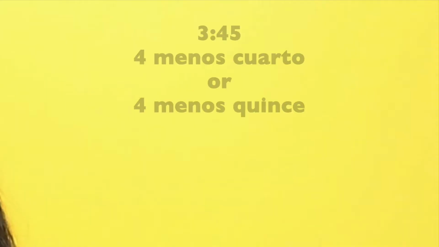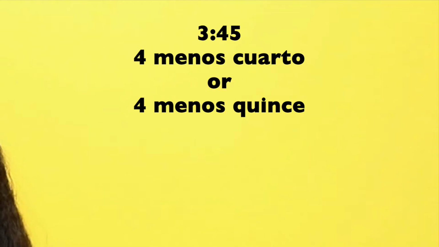Okay, you also have another way to, now this is the part people don't really like. I don't like telling time like this, but this is the correct way to do it. So if you want to say 3:45, this is where it gets a little tricky. You're going to subtract from the next number. So you're going to have to say 3:45 in Spanish is 4 menos 15 or 4 menos cuarto. Okay, you're subtracting 15.